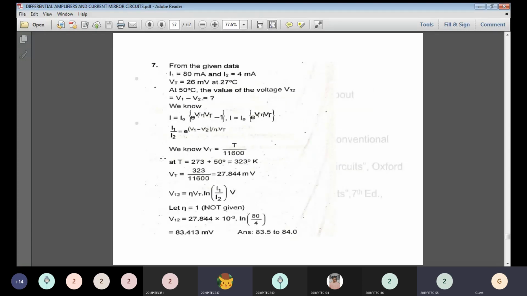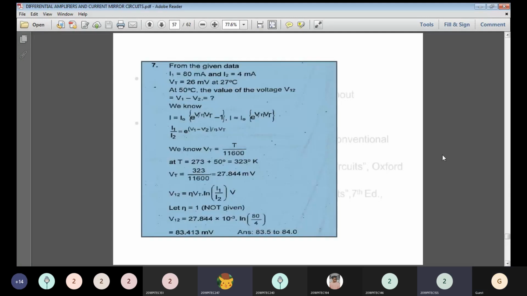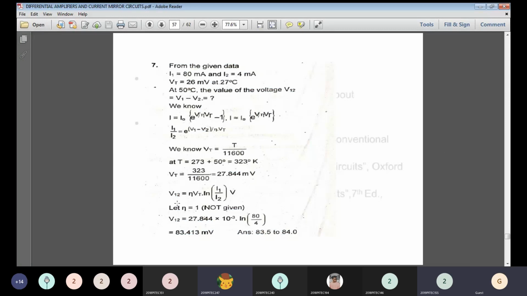So from the calculation, we are getting the voltage as 27.844 millivolt. So how are we getting this? Moving on with the formula, we know the exponential form of the current for a differential amplifier: I is equal to I0 e power (V divided by eta VT) minus 1. This is a standard remember-type formula. So I is equal to I0 e power V divided by eta VT.